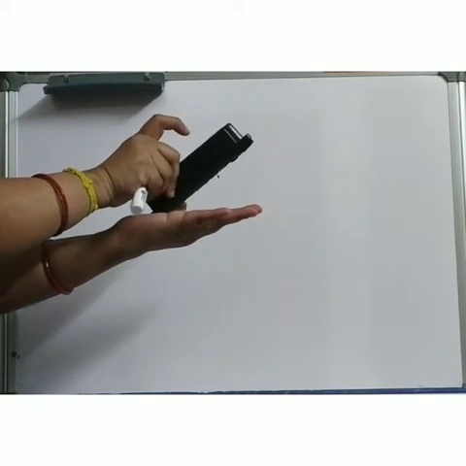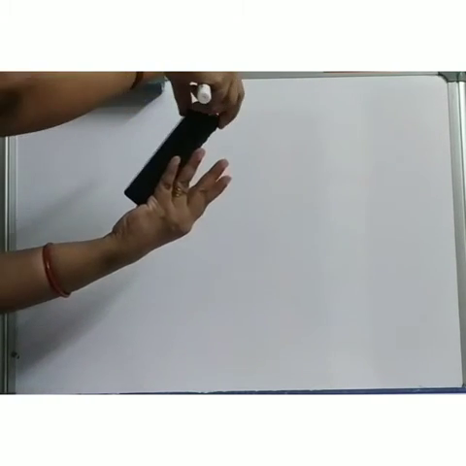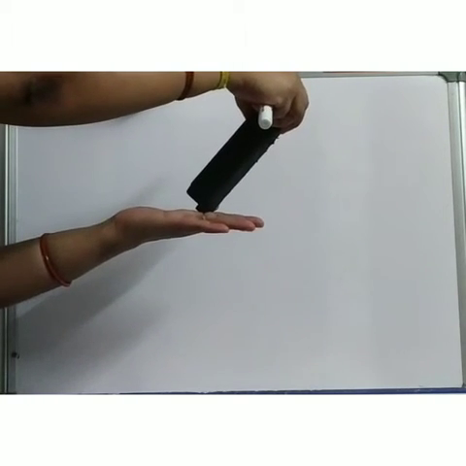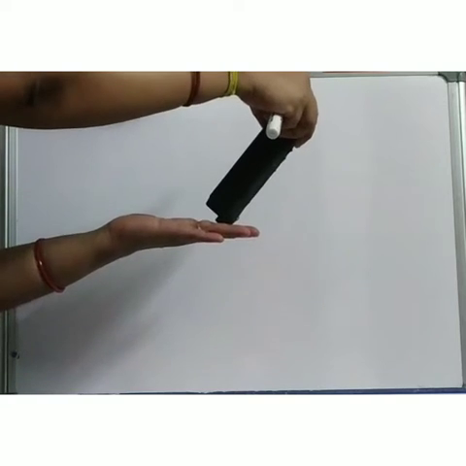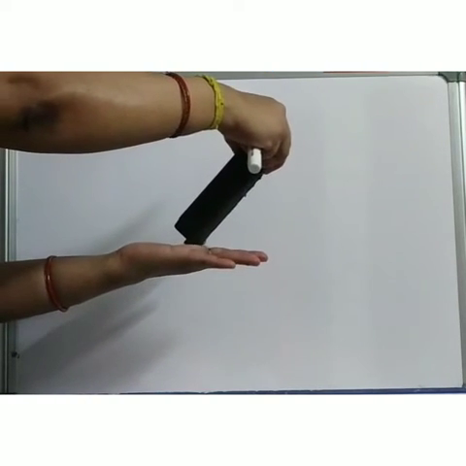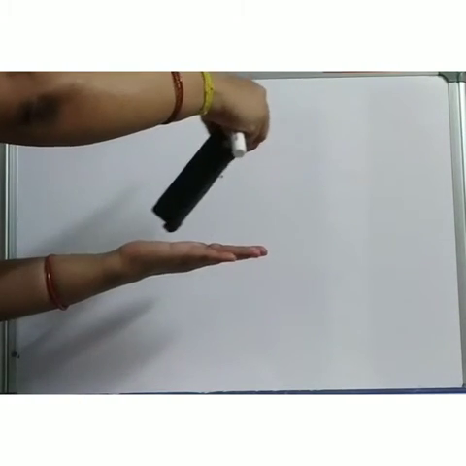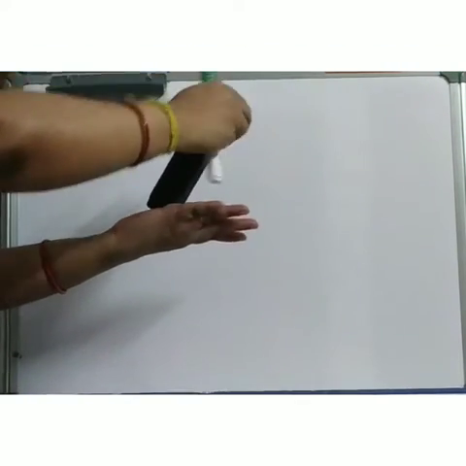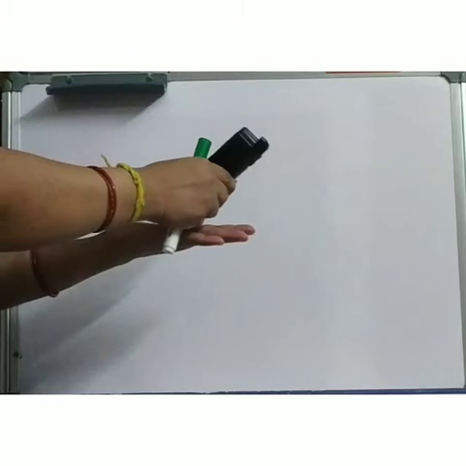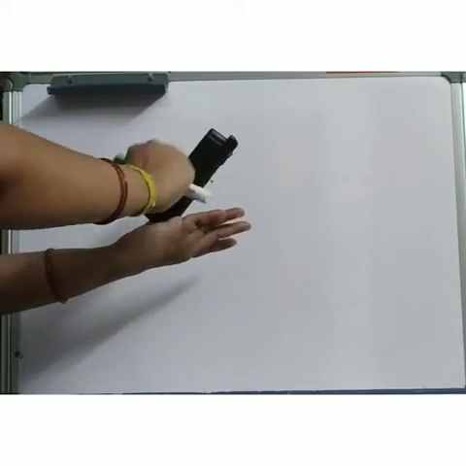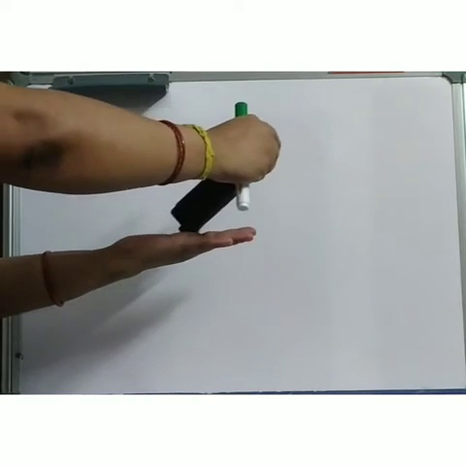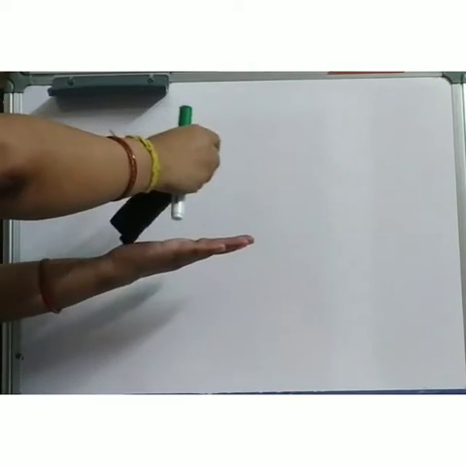Now suppose you are trying to pull the duster like this. The duster is moving, but is the direction of force in the direction of your displacement? This is the direction of the displacement of the duster like this. What is the force direction? The force direction is like this. So it is acting obliquely. We will discuss this case.